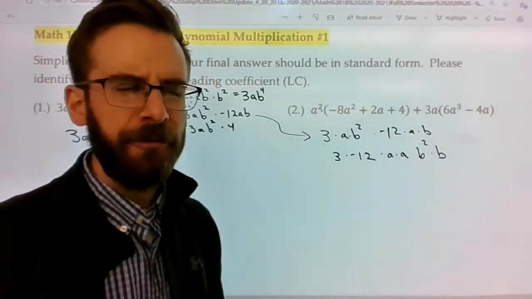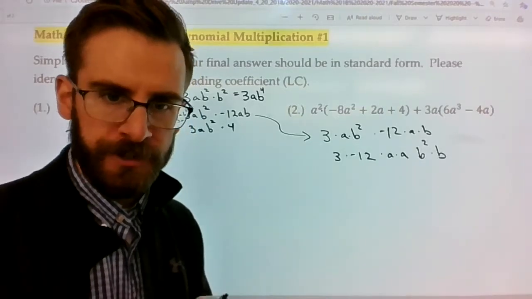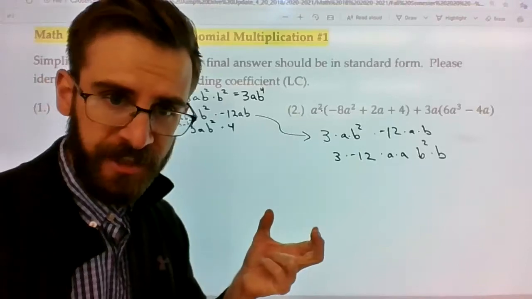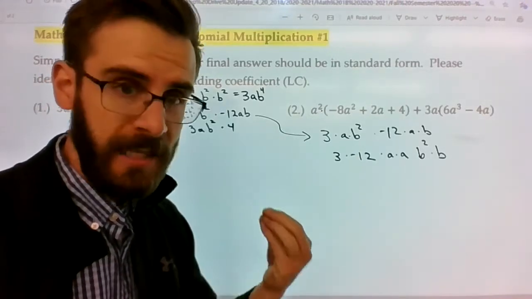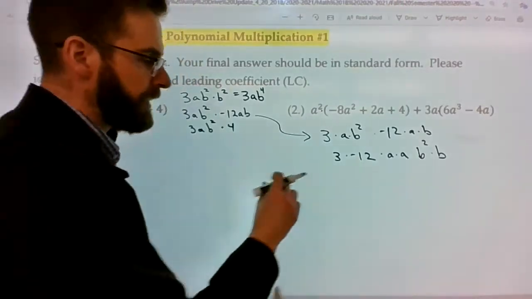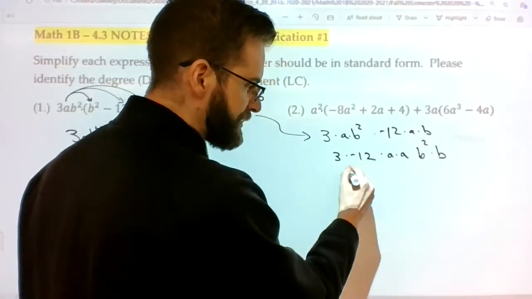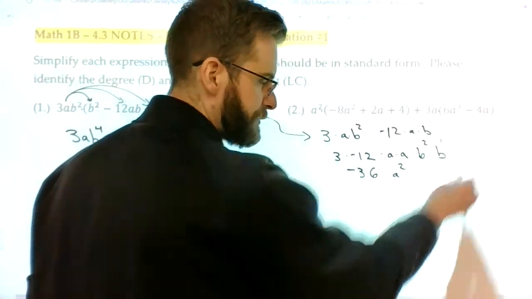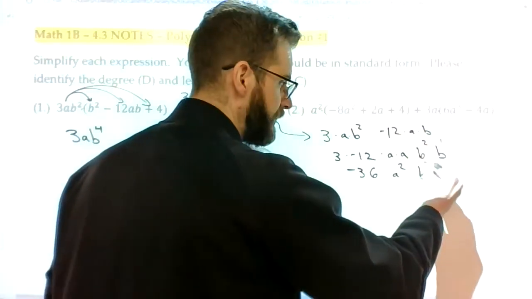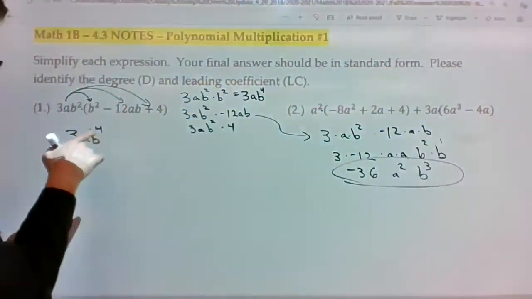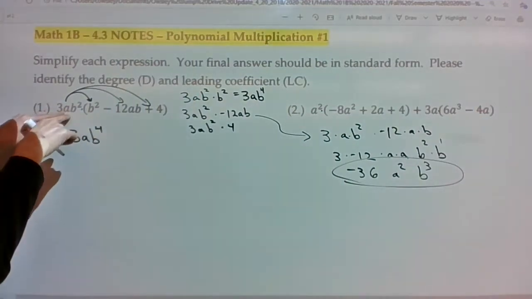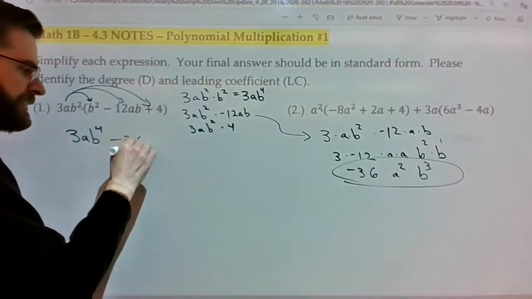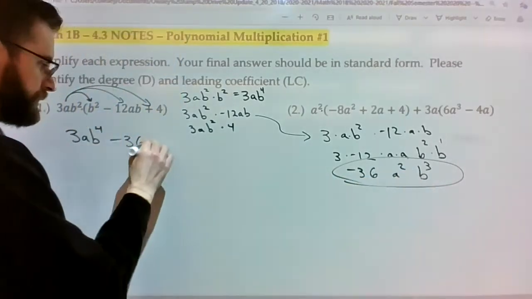You guys learned that from last chapter. Last chapter we talked about how rearranging things using the commutative property allowed us to simplify the like term. So this is just going to be negative 36. A times a is a squared. B to the 2 times b to the 1 is b to the 3. That is my second term. So 3ab squared times negative 12ab is minus 36a squared b cubed.